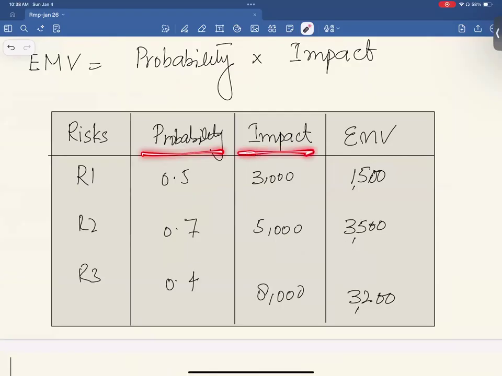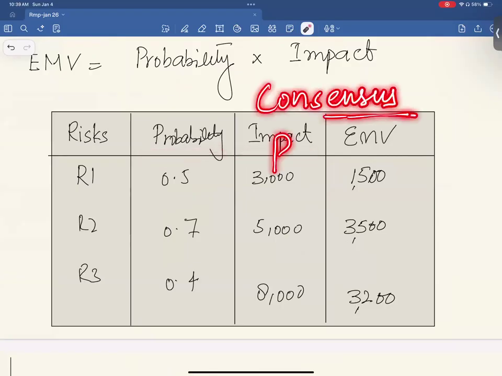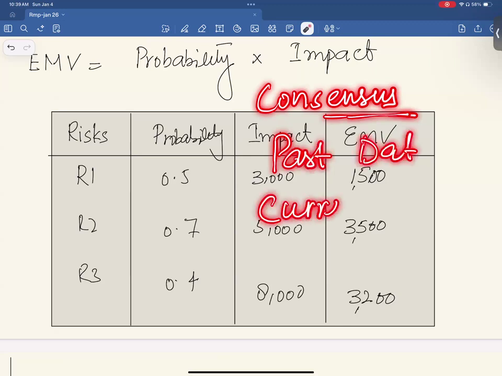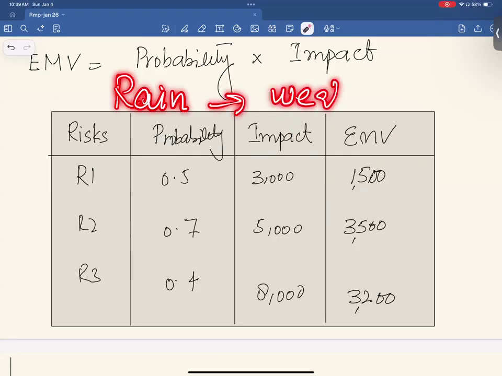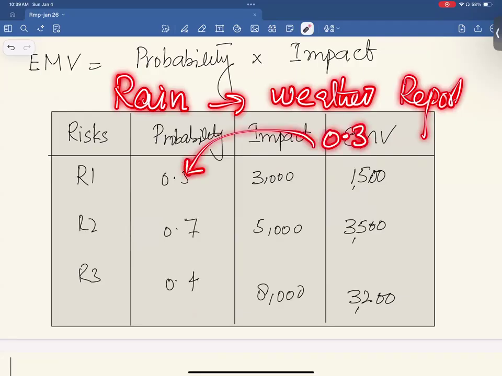And how do we calculate probability? This is based on consensus. Team members sit together, they review past data, they review current data, and based on that, they come up with these numbers. For example, what's the probability of rain tomorrow? For that, you need to read the weather report. Whatever probability is there, you will be using that. Let's say 0.3.